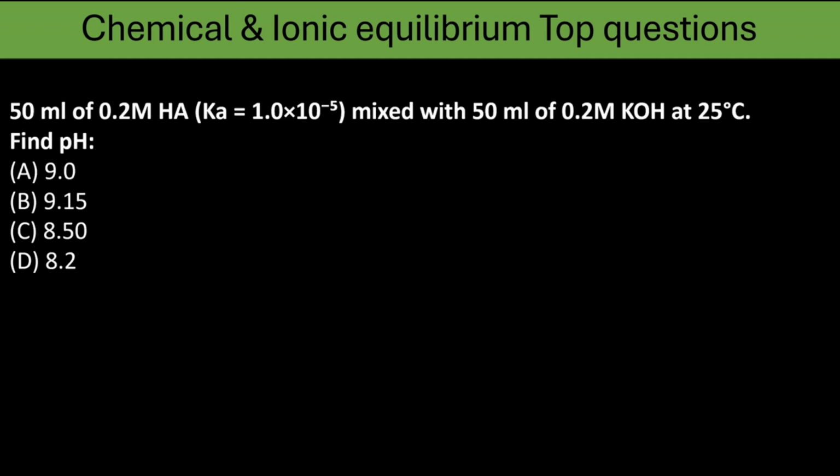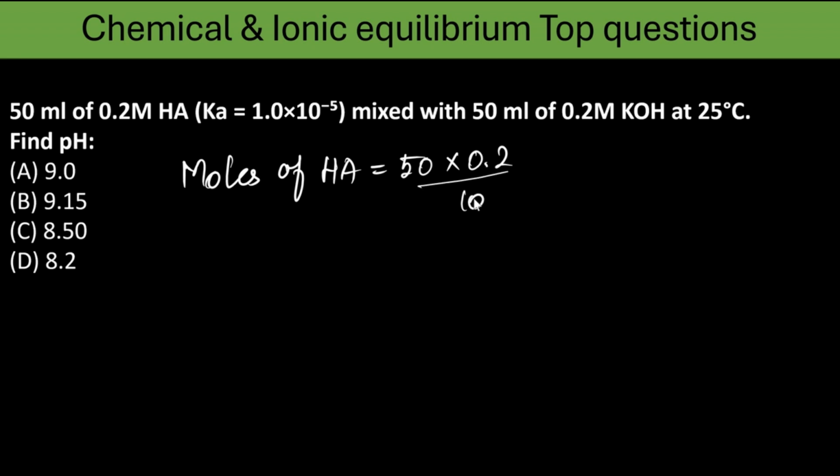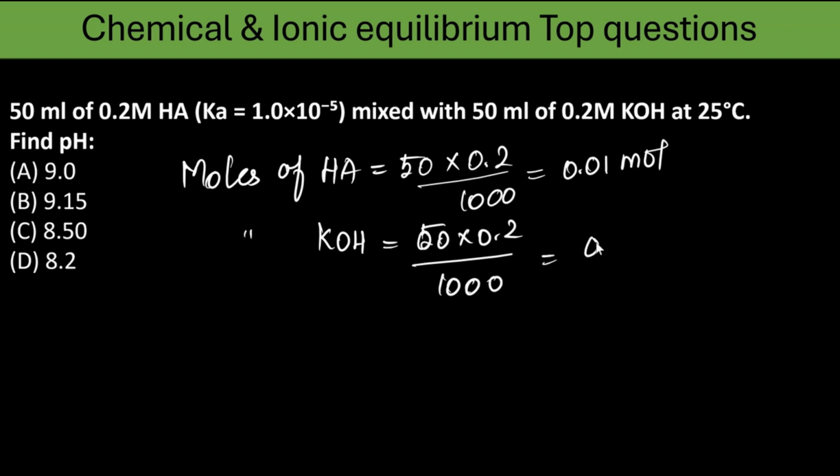50 ml of 0.2 molar acid, Ka value is given, mixed with 50 ml of 0.2 molar KOH, a strong base, at 25 degrees Celsius. Now we have to find the pH. So let's calculate the moles of acid. So 50 into 0.2 molar divided by 1000, which will be 0.01 mole. Similarly for KOH, the number of moles of KOH is again 50 ml of 0.2 molar divided by 1000, that is also 0.01 mole.